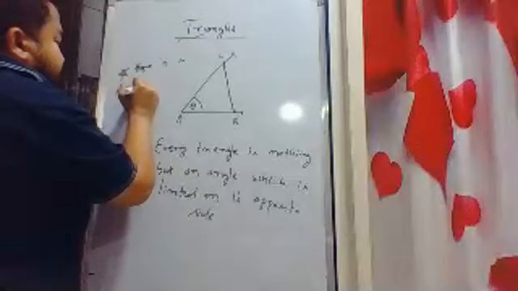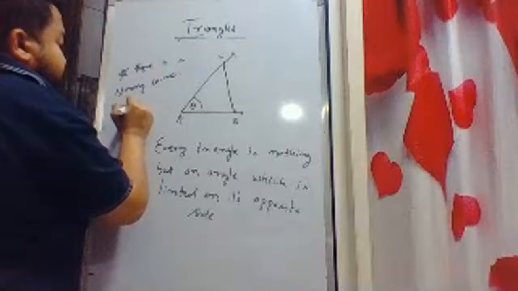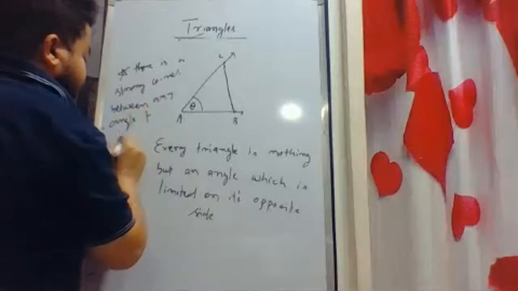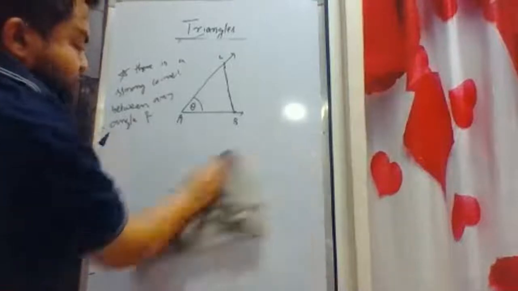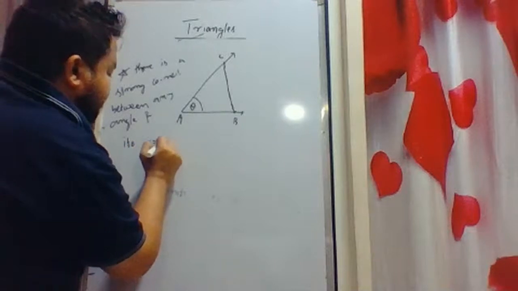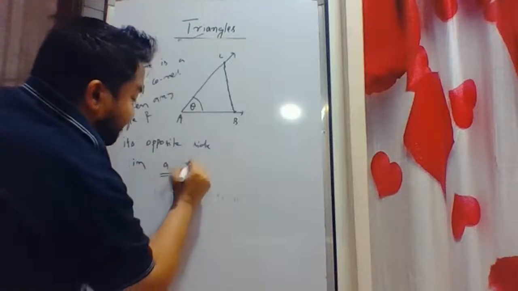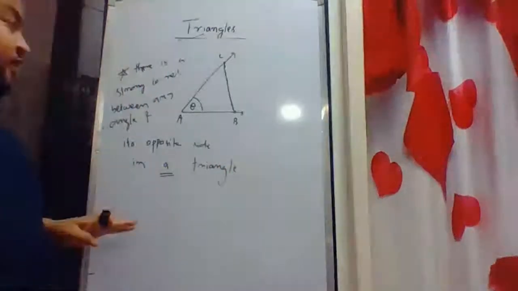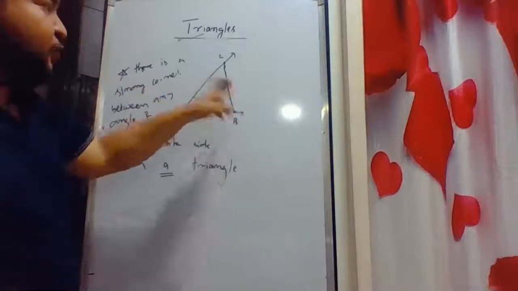there is a strong correlation between any angle and its opposite side in a triangle. Okay, so whenever we are discussing any particular triangle, remember students, there will always be a strong correlation between the angle and the opposite side.